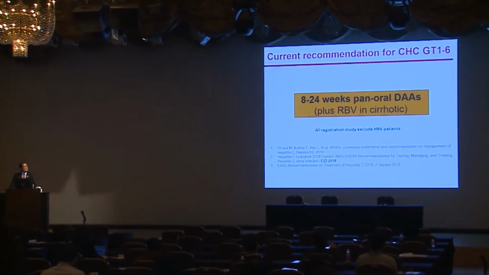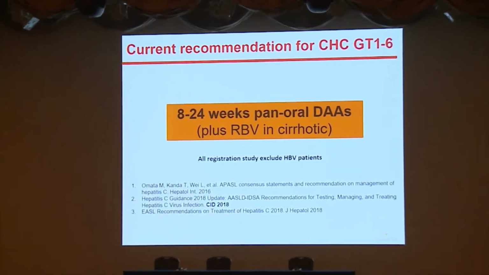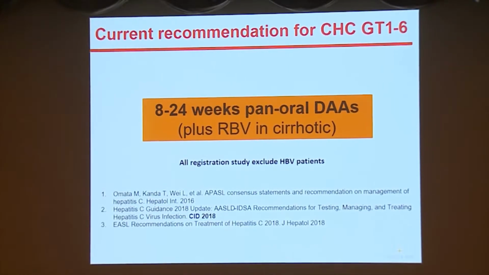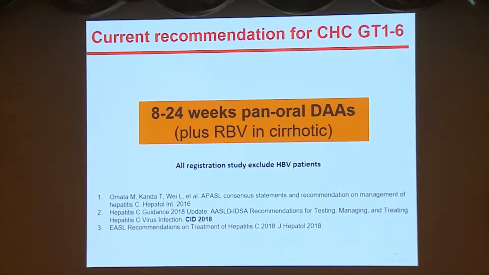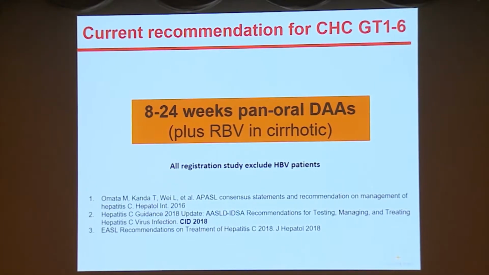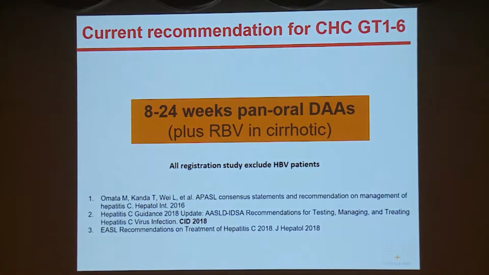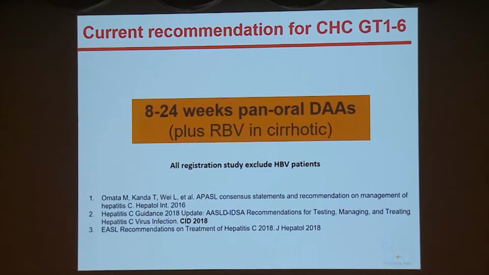Well, since 2011, the paradigm of therapy for hepatitis C changed dramatically with the introduction of direct-acting antiviral agents. And now, in 2019, the recommendations have changed rapidly from PR therapy to pan-oral DAA therapy. A lot of these registration studies, phase 2 and phase 3, always exclude surface antigen positive patients. To make things simple, most of these studies were done in the US and European countries, where there is a lot less hepatitis B infection or co-infection, unlike Mongolia.